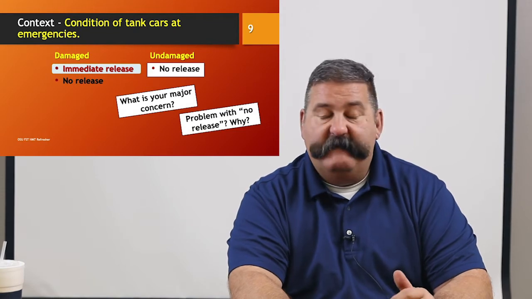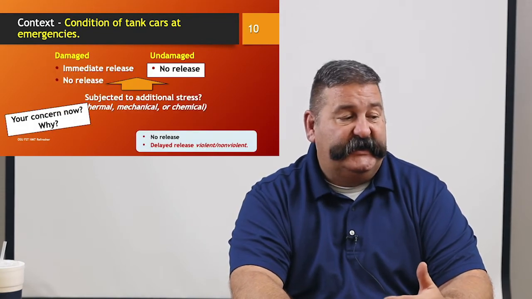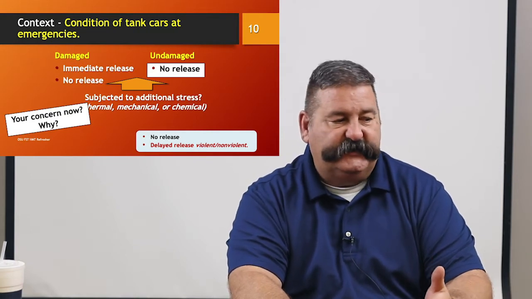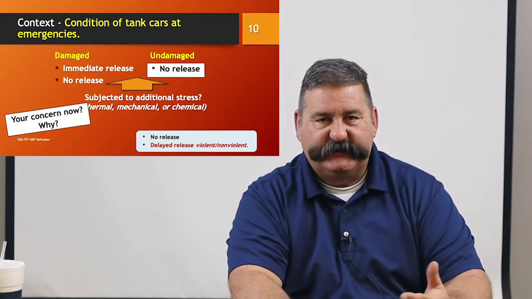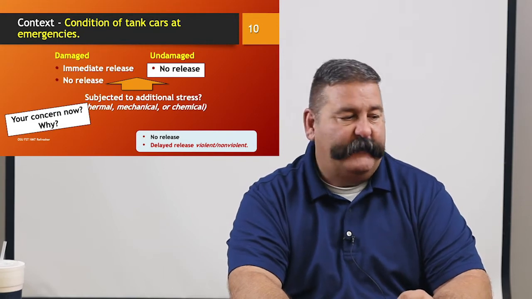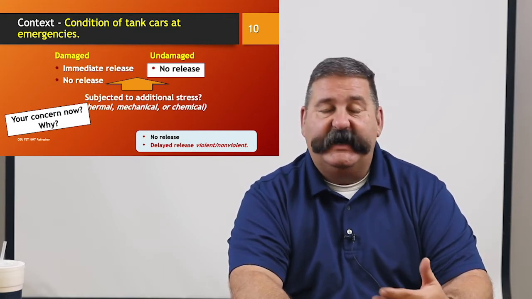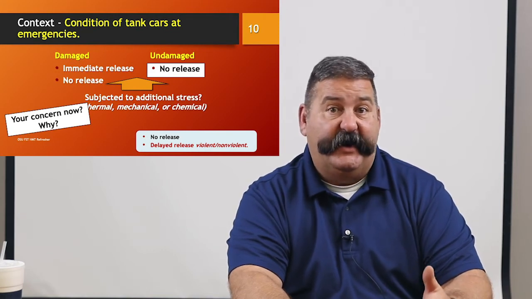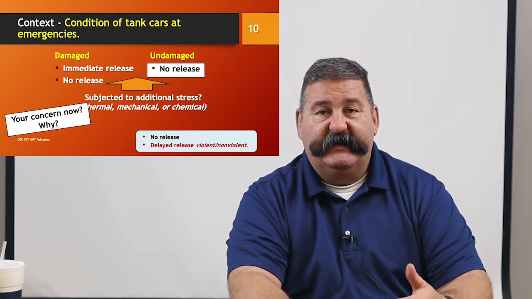Maybe this rail car has been subjected to an additional stress. Is it thermal, or is it mechanical, or is it chemical types of stress? What has been put in that has caused that to happen? If you don't have a release, keep in mind it could be a delayed release. So then I want to know, is it going to be a violent or a non-violent release? Again, that's going to be a big deal.